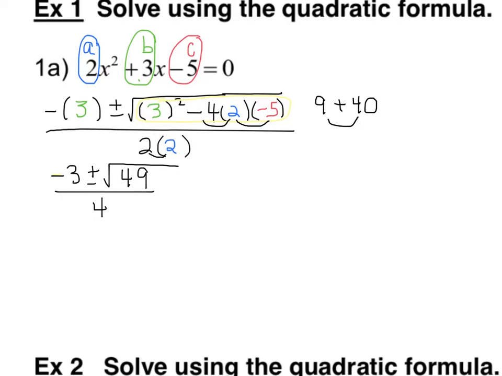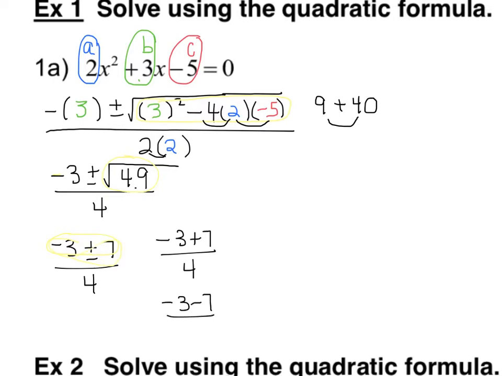So everything circled in yellow came out to 49, and I just showed that work off to the side over there. Next, we're going to square root the 49, and that happens to be a perfect square. So we're going to have negative 3 plus or minus 7 divided by 4. So now we're going to have two answers. We have to figure out the top. We have to figure out negative 3 plus 7 and divide it by 4. And we also need to figure out negative 3 minus 7 and divide it by 4. Those will give us our two answers.